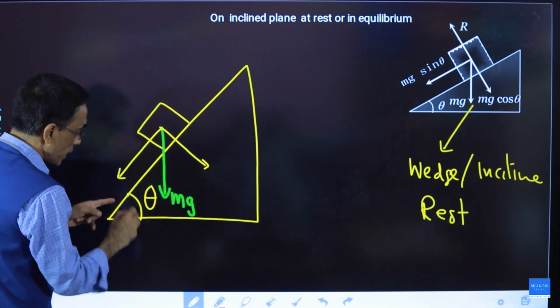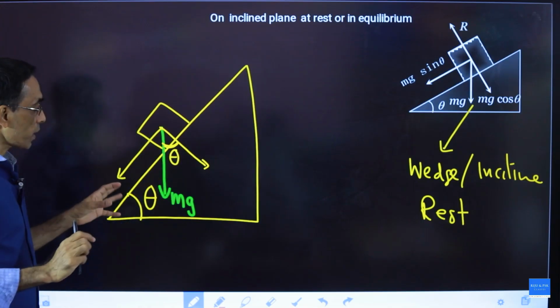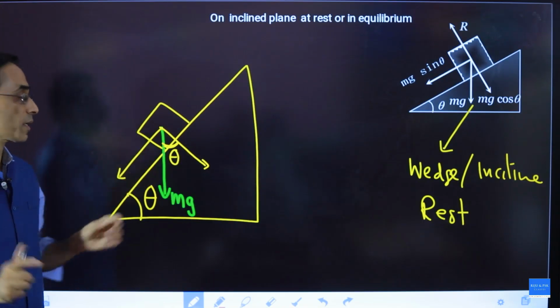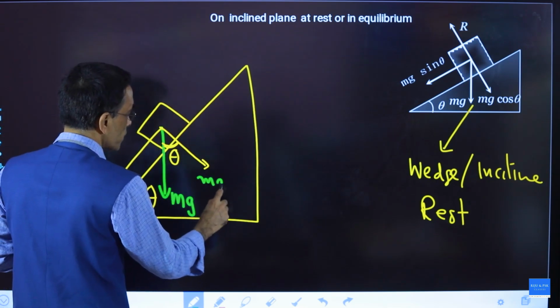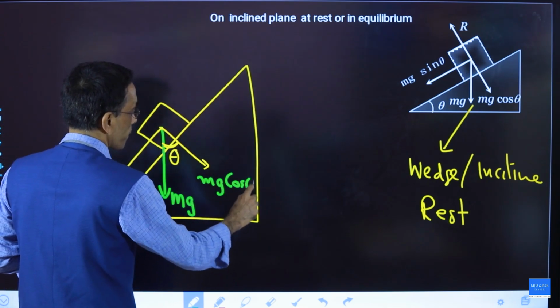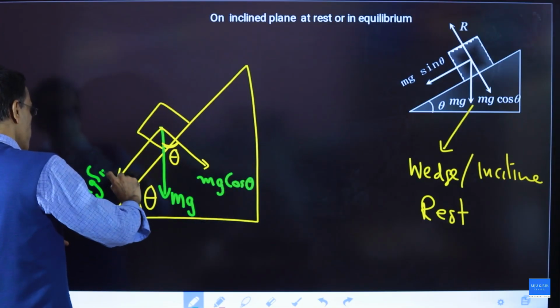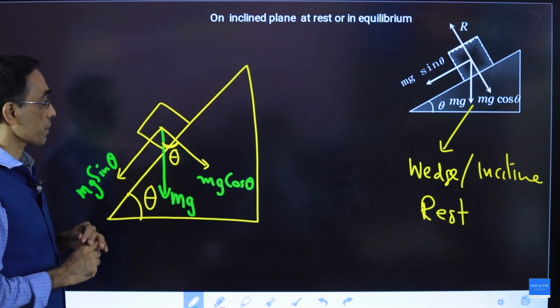You can see if this angle is theta, this angle will be equal to theta. Make a proper understanding. If this is theta, that is theta. Use geometry. Then this component near the angle, we know, is called mg cos theta. And this component is called mg sin theta. Resolution of vectors on an inclined plane.